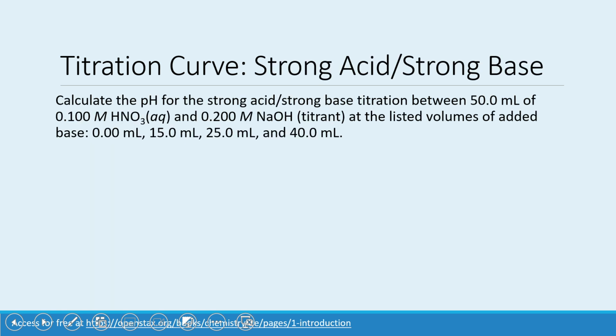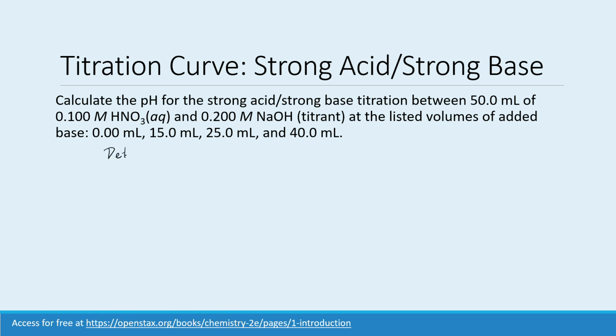And we're going to look at the initial state, the pre-equivalence point, the equivalence point, and the post-equivalence point. So my suggestion when you're working out these types of problems is to first determine what your equivalence point is. At what point do you have all of the acid reacting with all of the base? And the way you do that is to look at the balanced chemical equation, find your moles of each, and find out what that equivalence point is.